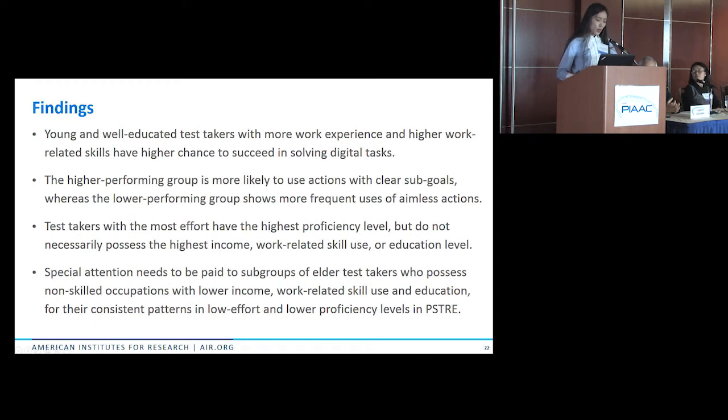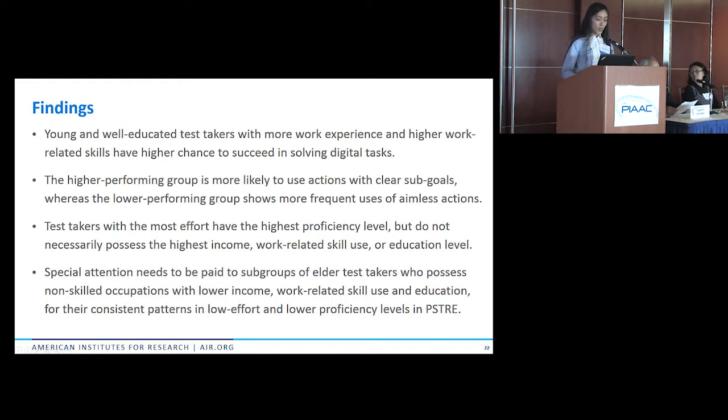To our surprise, test takers with the most effort, even though they have the highest proficiency level, do not necessarily possess the highest income, work-related skill use, or education level. Due to the time constraint, we do not present all the results here, but this is a pretty interesting finding from the study.